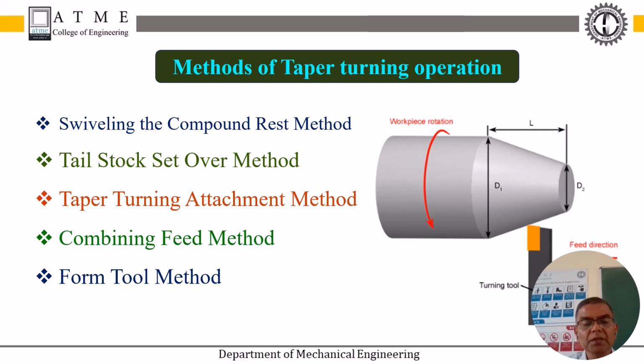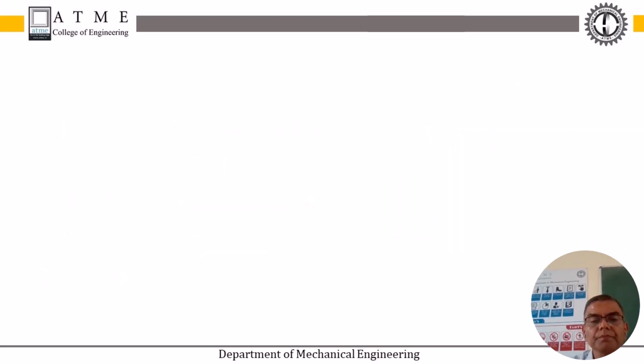The other method is the form tool method. This method can also be used for taper turning operation, where the angle is smaller and the taper length is smaller. In such cases, it can be done using a form tool. Generally the form tool width is slightly larger than the length of the taper. So these are the five methods by which the taper turning operation can be performed to create the conical surface or the taper surface on the workpiece.